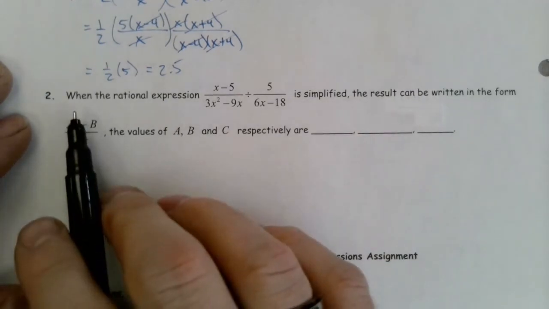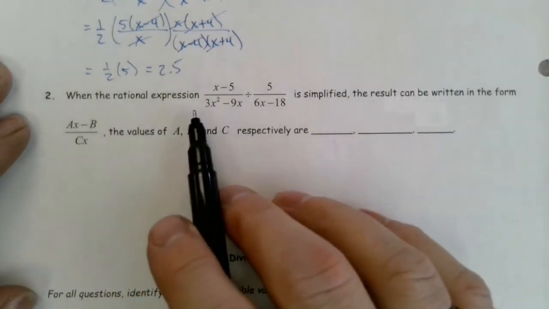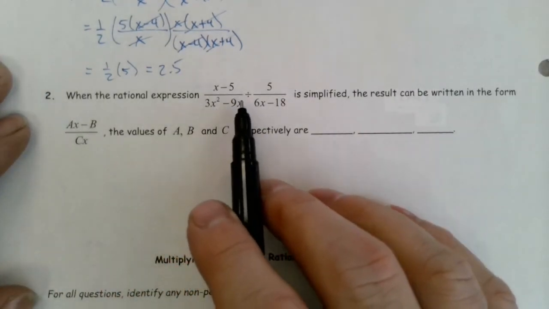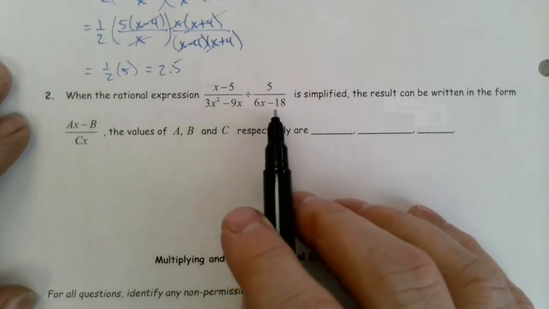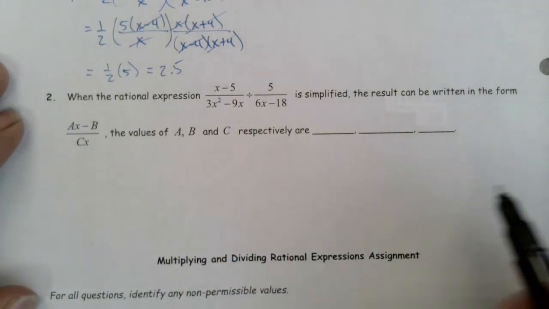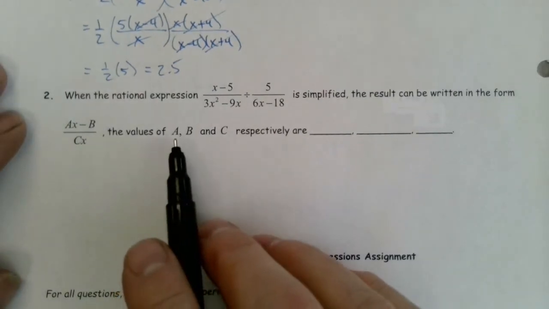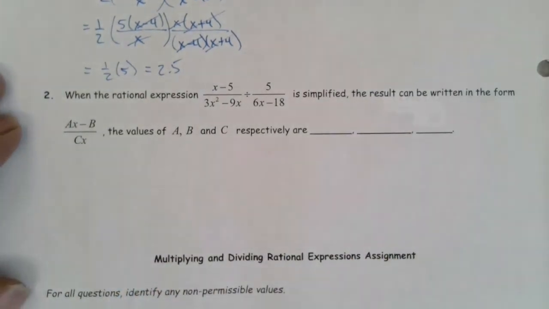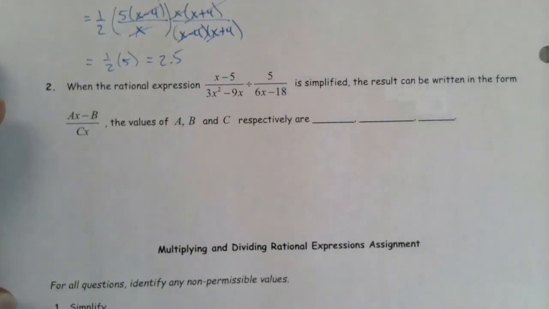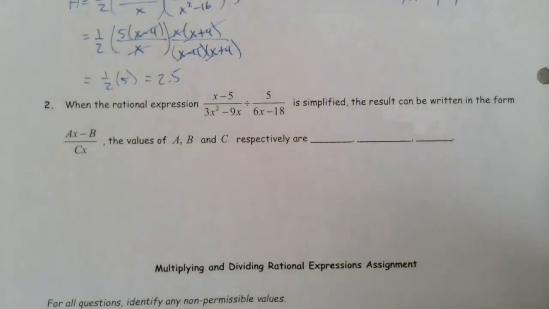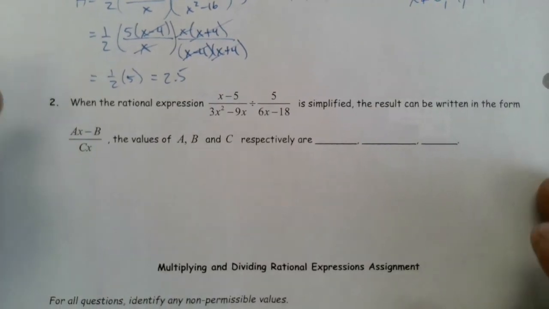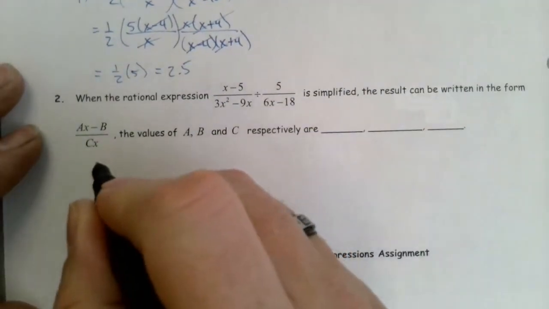In this question right here, it says when the rational expression x minus 5 divided by 3x squared minus 9x, divided by 5 divided by 6x minus 18 is simplified, the result can be written in this form right here, ax minus b over cx. What are the values of a, b, and c respectively? Okay, this is really just about getting you prepared for what could possibly be on an exam, right? This would make your standard sort of numeric response on an exam. So let's go work this thing through here.